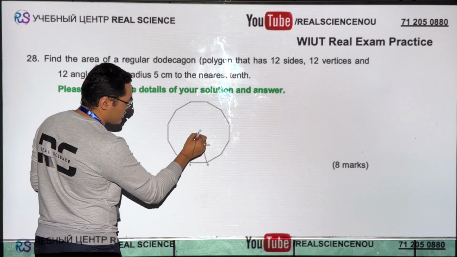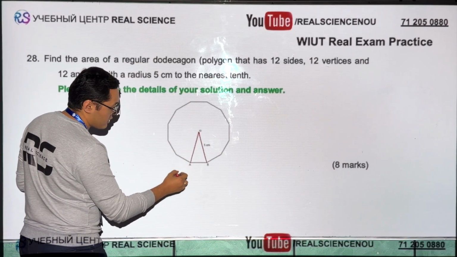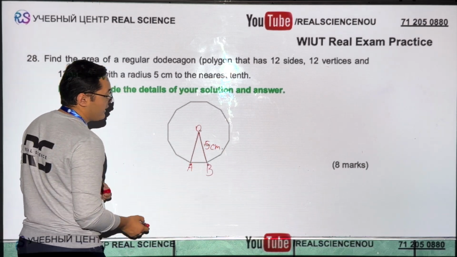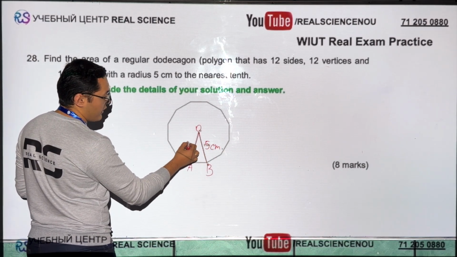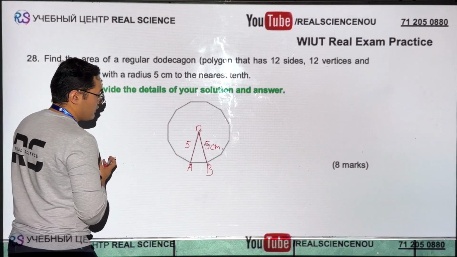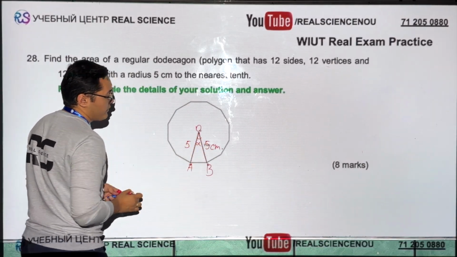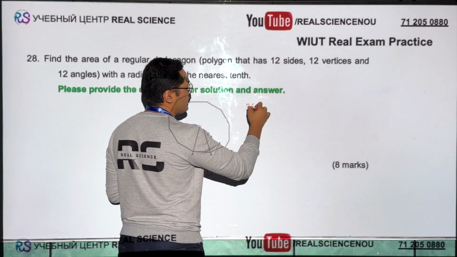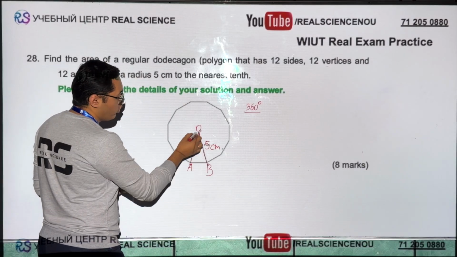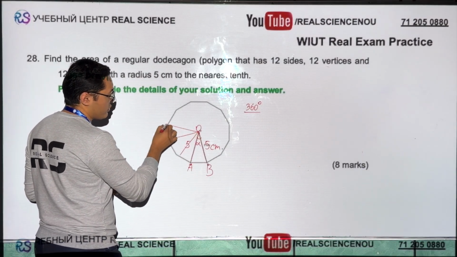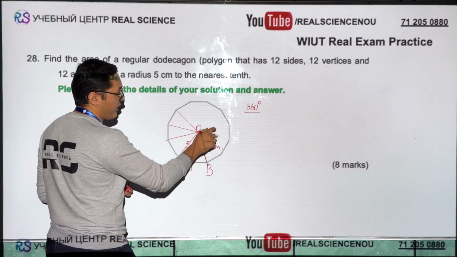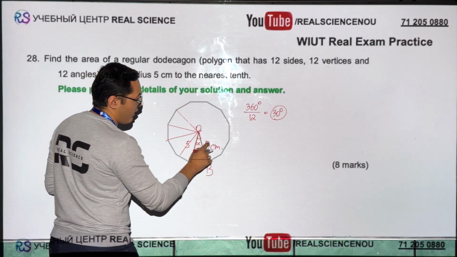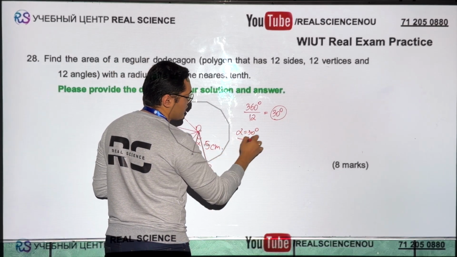Although it's not written, as you can see, this is A, this is B, this is O, and this is 5 centimeters. Because this is 5 and this is 5 as well, because it's a regular polygon, we need to find this angle. And to find this angle, because we know the whole circle is 360 degrees, and there are 12 angles, we need to divide it by 12, which makes 30 degrees. So this alpha is equal to 30 degrees, the central angle.